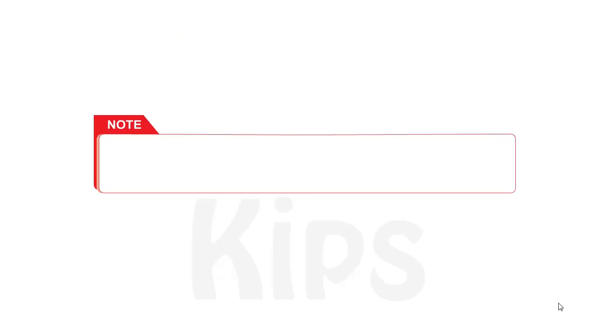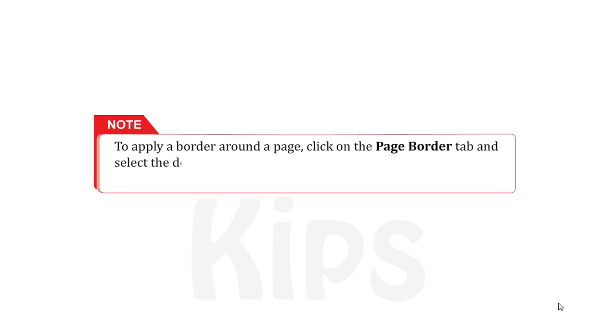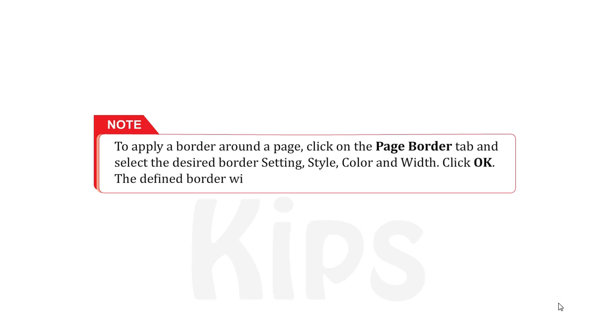Alright students, note that to apply a border around the page, click on the Page Border tab and select the desired border setting, style, color and width. Click OK. The defined border will be applied around the page.